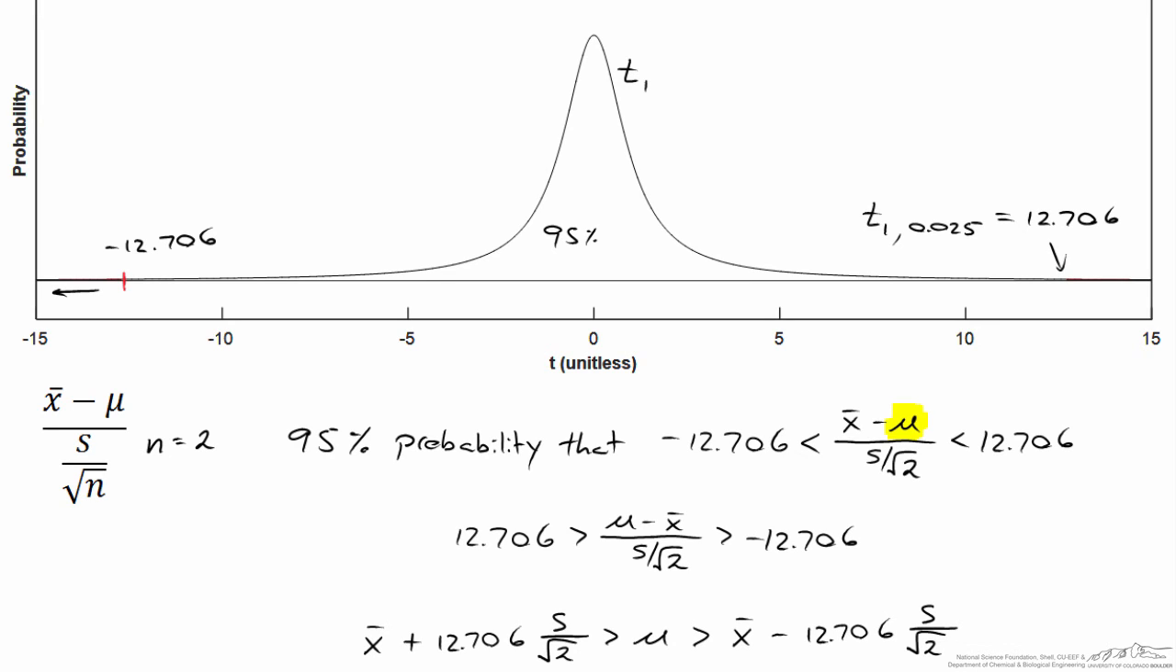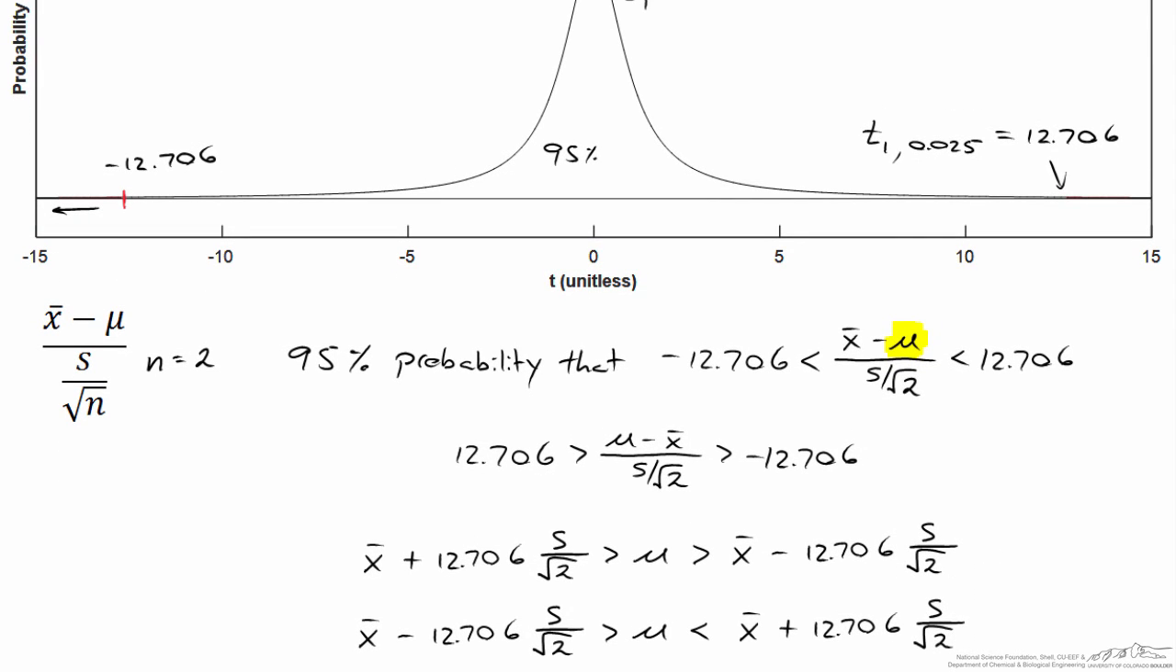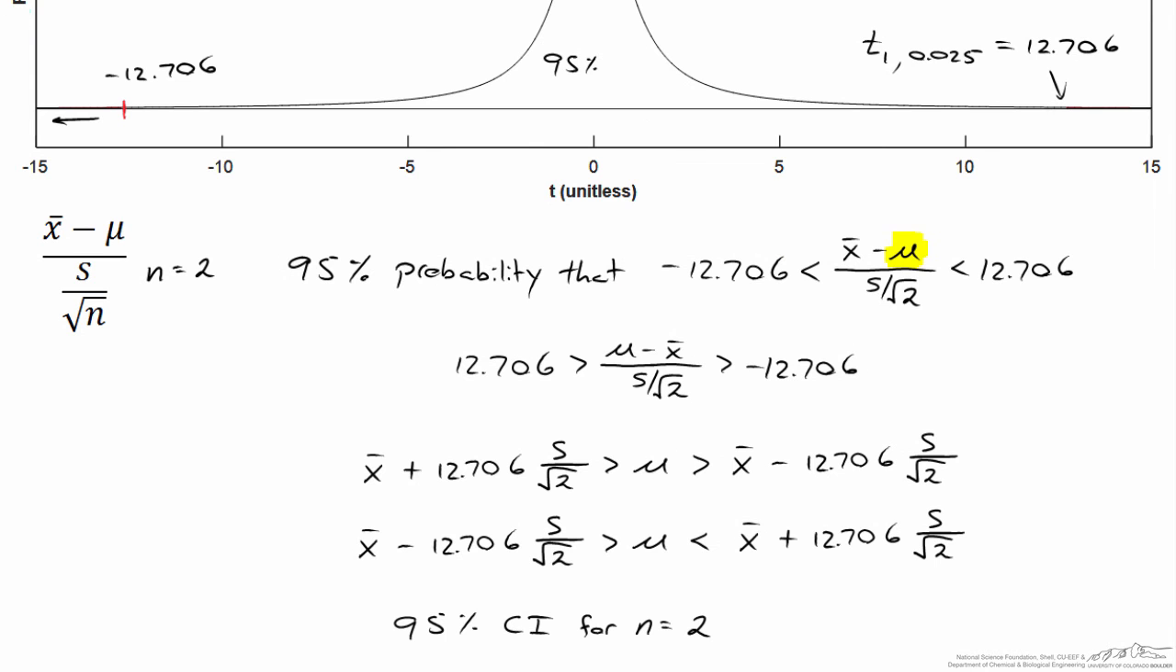There's a 95% chance that it's between these two values, or maybe a way that's easier to interpret is if I rearranged it again slightly, there's a 95% probability that the true population mean is greater than the sample mean minus this value and less than the sample mean plus this value. Or equivalently, I could say the 95% confidence interval for a sample size of 2 is x bar, the sample mean, plus or minus 12.706 times the sample standard deviation divided by the square root of 2.